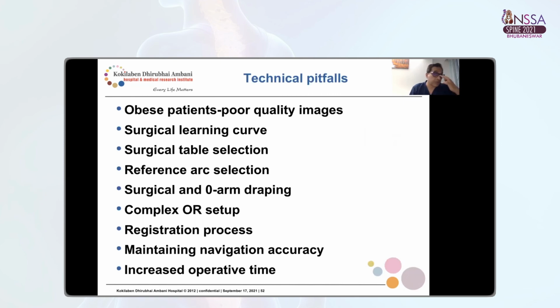There are some technical pitfalls. In an obese patient, you still wonder whether the quality is good enough. It has a surgical learning curve. You need a good surgical table as well. Many people prefer Jackson's table, but again, it is a costly table. Reference arc selection is very important, and placement of the reference arc on a non-movable part is very important. Draping of this area also has to be learned.